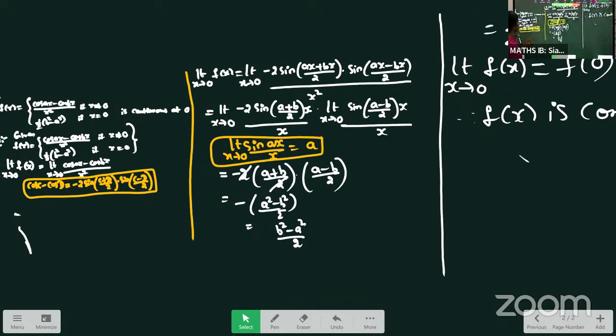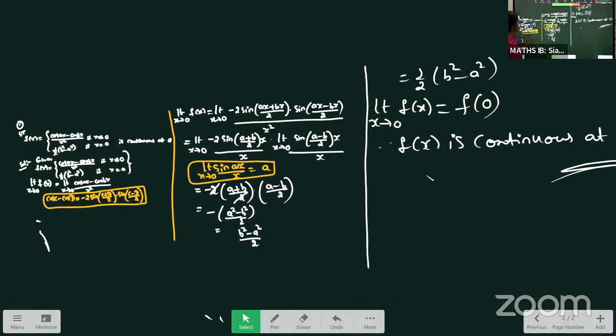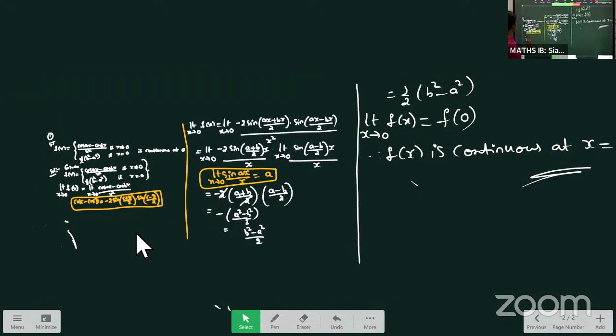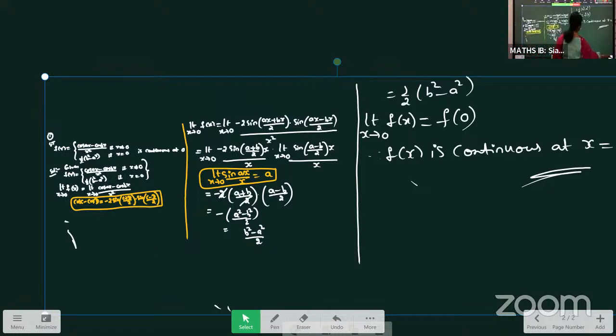Just check once again. Two formulas we applied. One is cos C minus cos D. The other one is sin AX by x. By applying these two, we are getting that it is continuous. Similar kind of questions we have. Move to the next one.